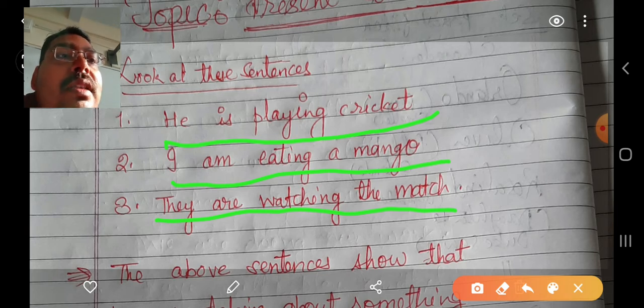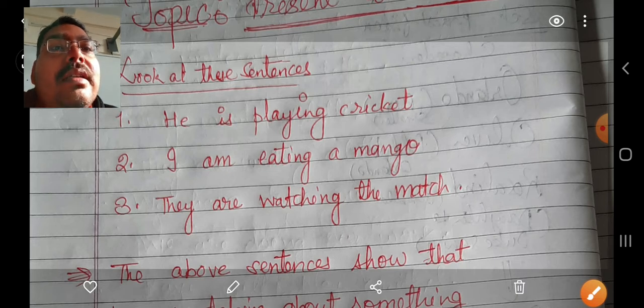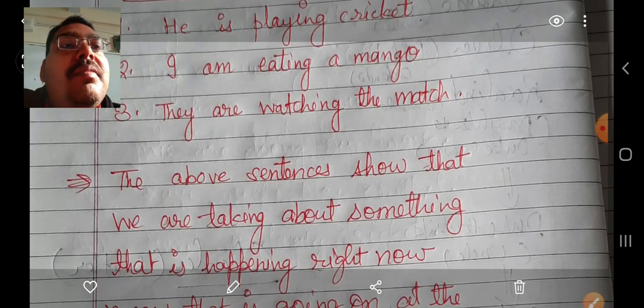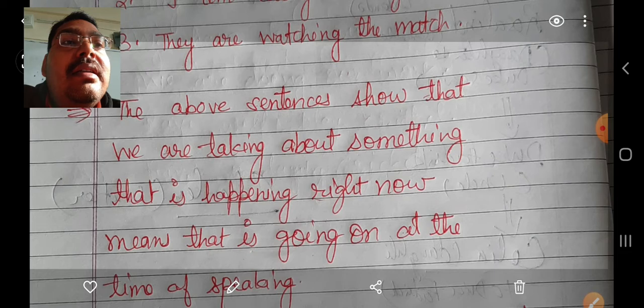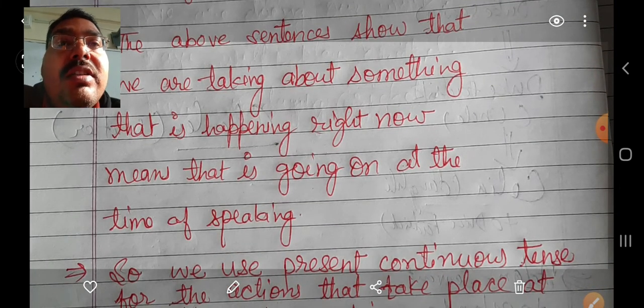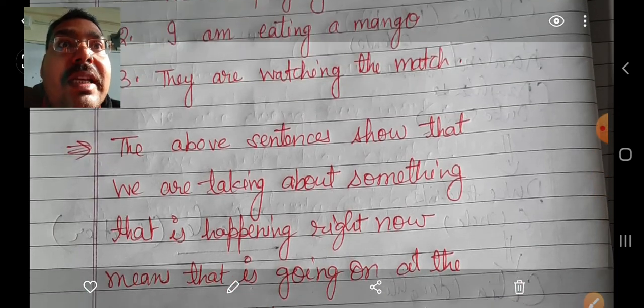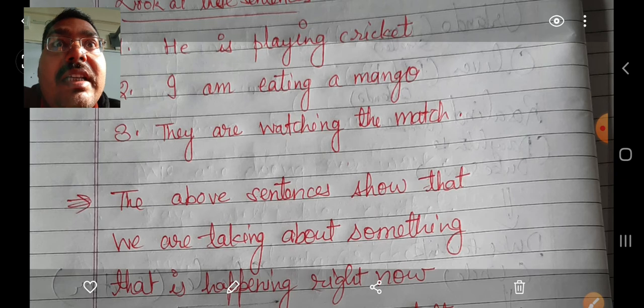So with these sentences, what can be said? This can be said that the above sentences show that we are talking about something that is happening right now. It means that this action is going on at the time of speaking. Means when I am speaking, the same sentence is happening. Can you see that I am eating the mango? It means I am eating the mango when I am speaking it.